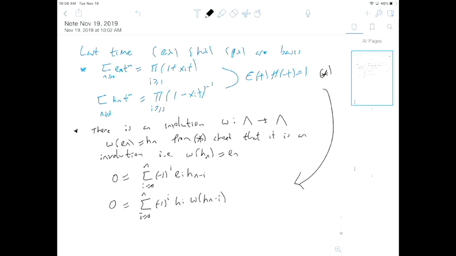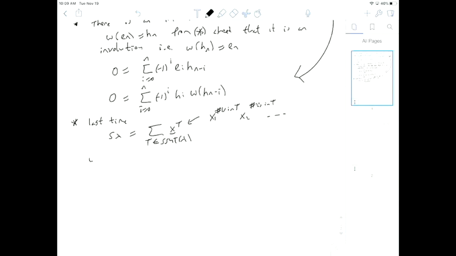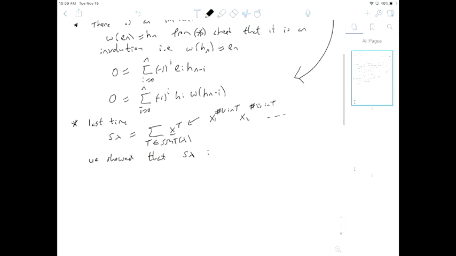Any questions? Okay, so there is this involution. And last time we defined the Schur functions as the summation over all semi-standard Young tableaux of shape lambda, where we take this monomial, which is basically x1 to the number of ones in T, x2 to the number of twos in T, and so on. So it's defined as this kind of generating function, and we showed that S lambda is symmetric.